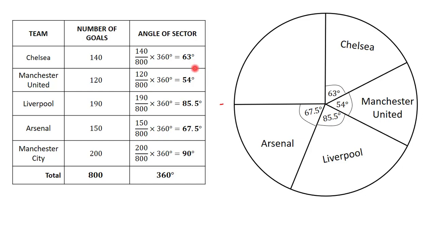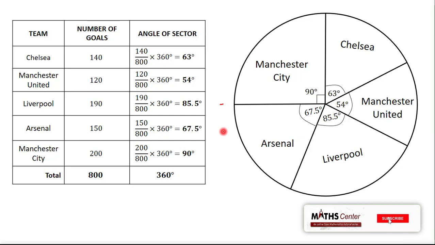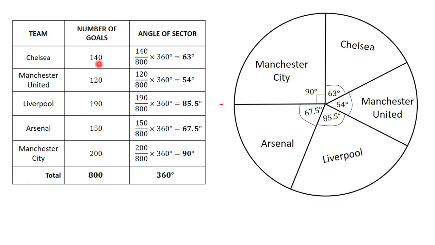Because we have measured out the angles we have here already, there will be no need to measure the last one because it will be 90 degrees. So the last one is 90 degrees, and this sector is for Manchester City. So you have been able to draw a pie chart to present the data that was given to us in the question. The second part of the question says that, what percentage of the total goals was scored by Chelsea? So the question wants us to calculate the number of goals Chelsea scored as a percentage of the total. The number of goals Chelsea scored is 140, and the total is 800.